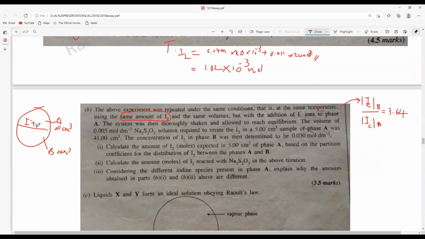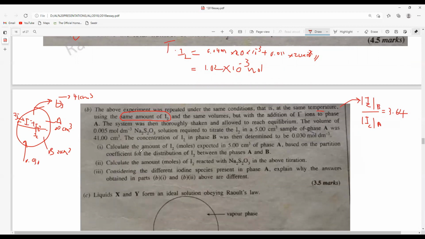Which will be reacting with I2, which is in equilibrium here with the organic phase. And there will be another small equilibrium, giving I3 minus as well. So don't forget about that. And they take 5 cubic centimeter in the same way, and they see here sodium thiosulfate at 41 cubic centimeter. And again, they found the I2 concentration in B here is 0.030.